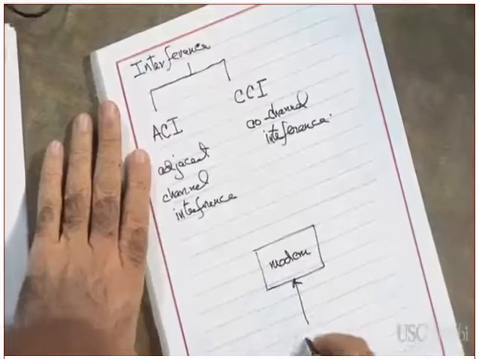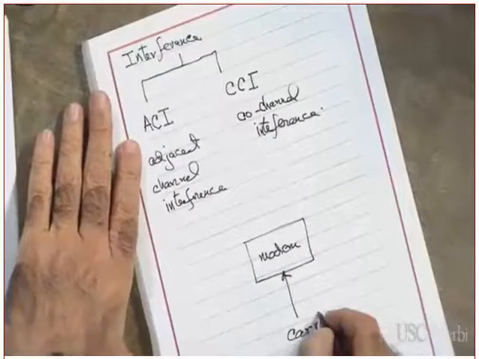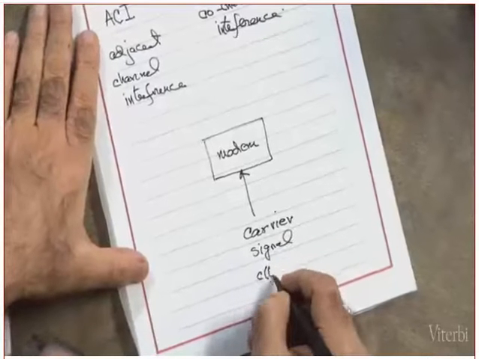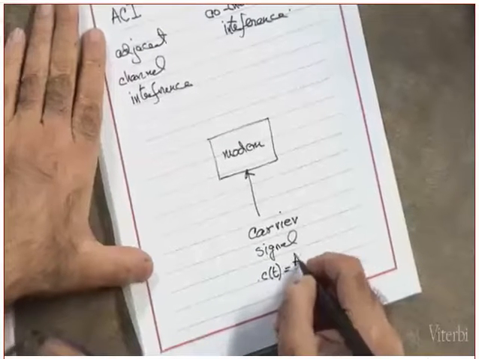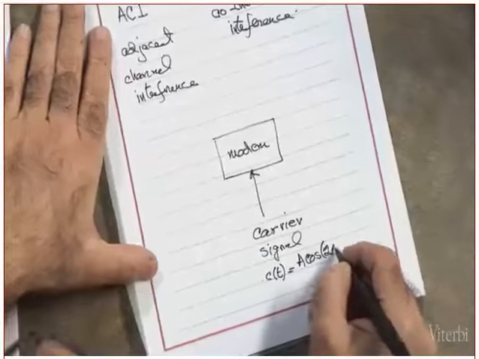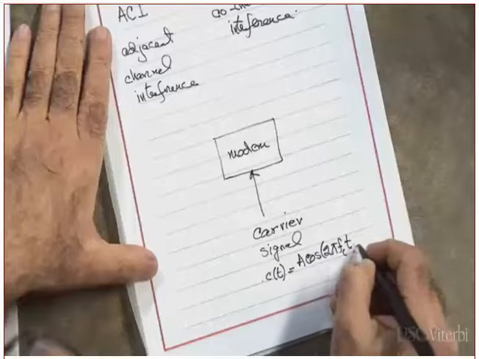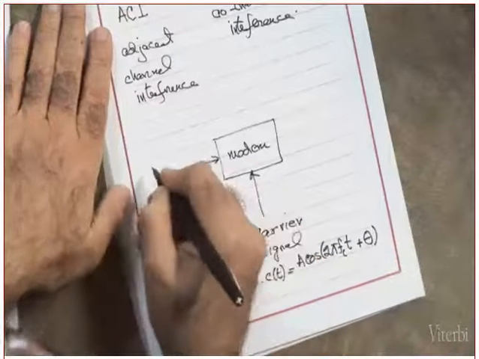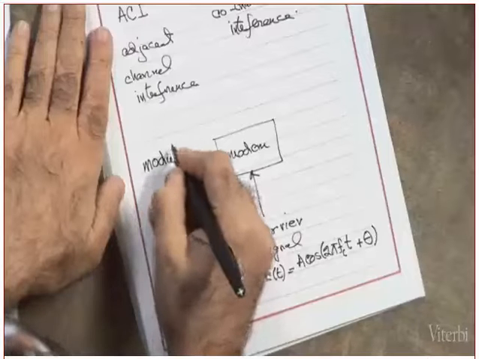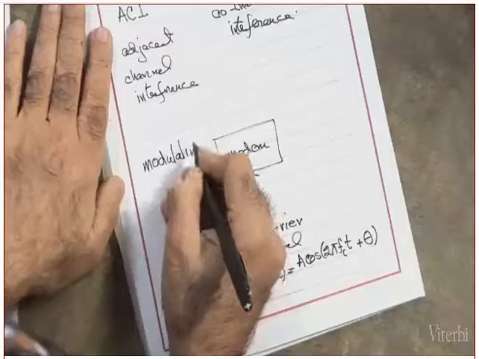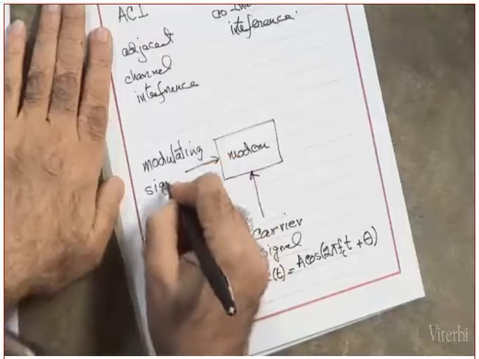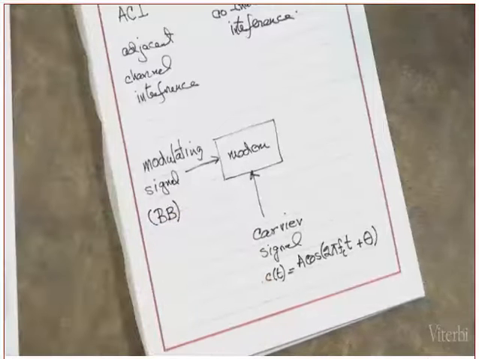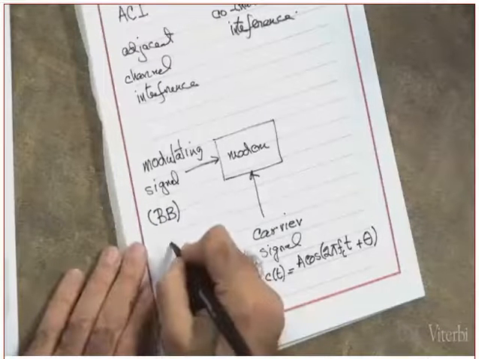And the first one is called the carrier signal. What is the mathematical model of a carrier signal? The mathematical model for a carrier signal is c(t), where c stands for the carrier, equal to A cosine(2 pi f_c t plus theta or phi). This is the modulating signal. Another name for the modulating signal is the baseband signal or the information signal. Clear? Call it m(t), for example.